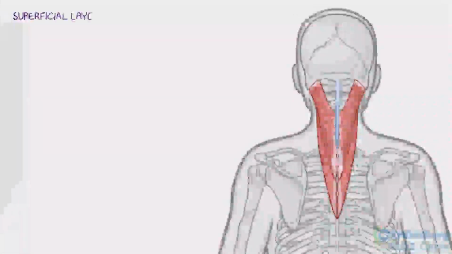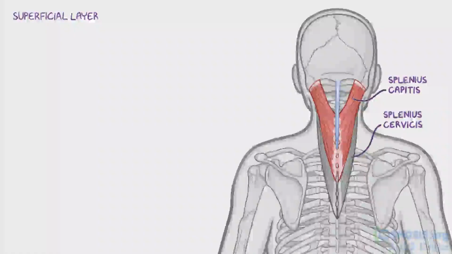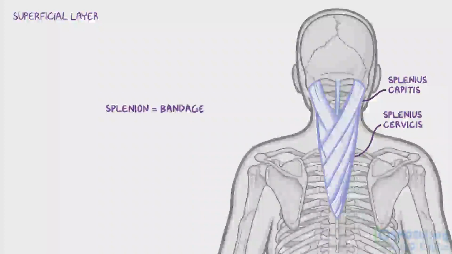The superficial layer consists of the splenius cervicis and splenius capitis. They are thick, flat muscles that lie on the lateral and posterior aspects of the neck, covering and holding in position the deeper neck muscles, kind of like a bandage. Which makes sense, given that splenius comes from splenion, which means bandage in Greek.